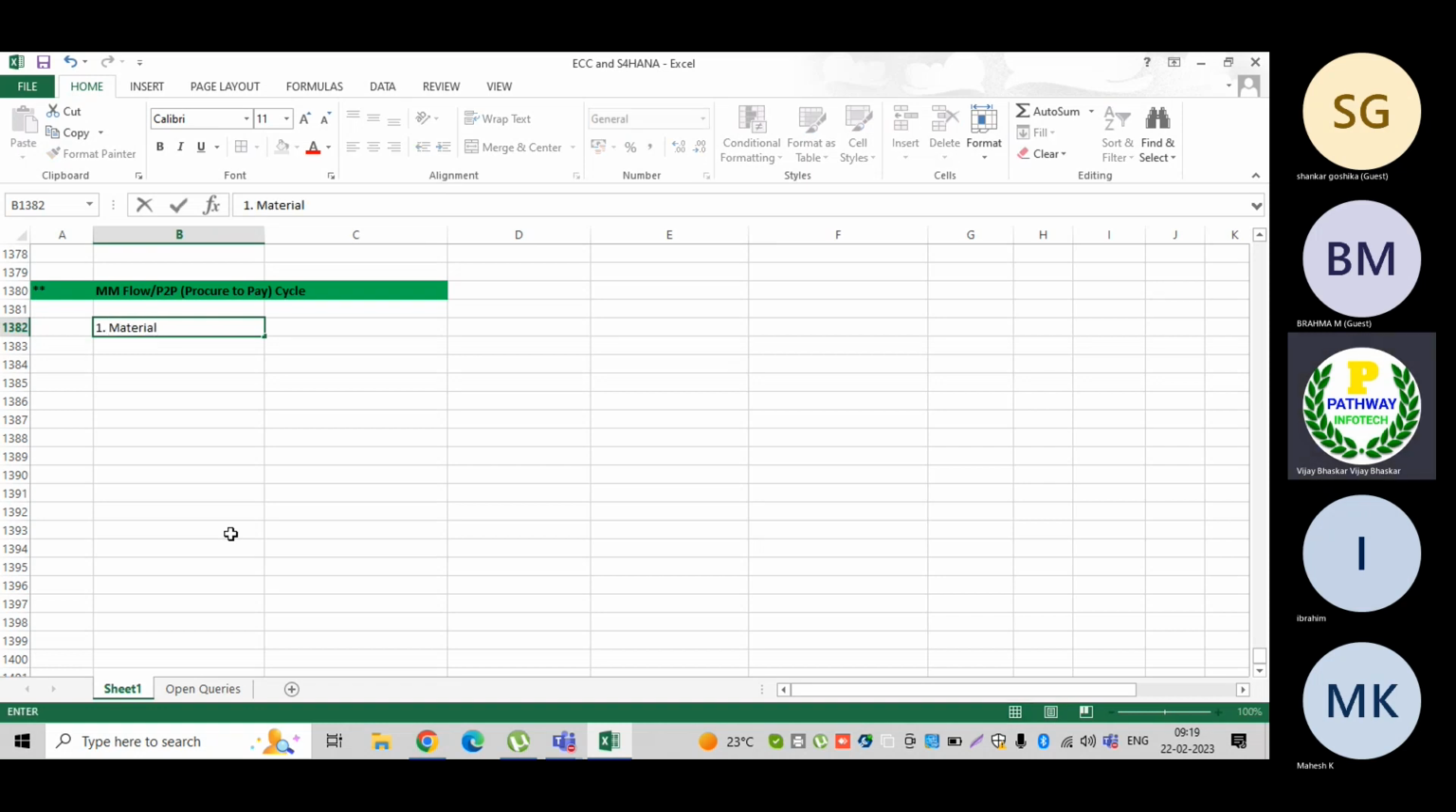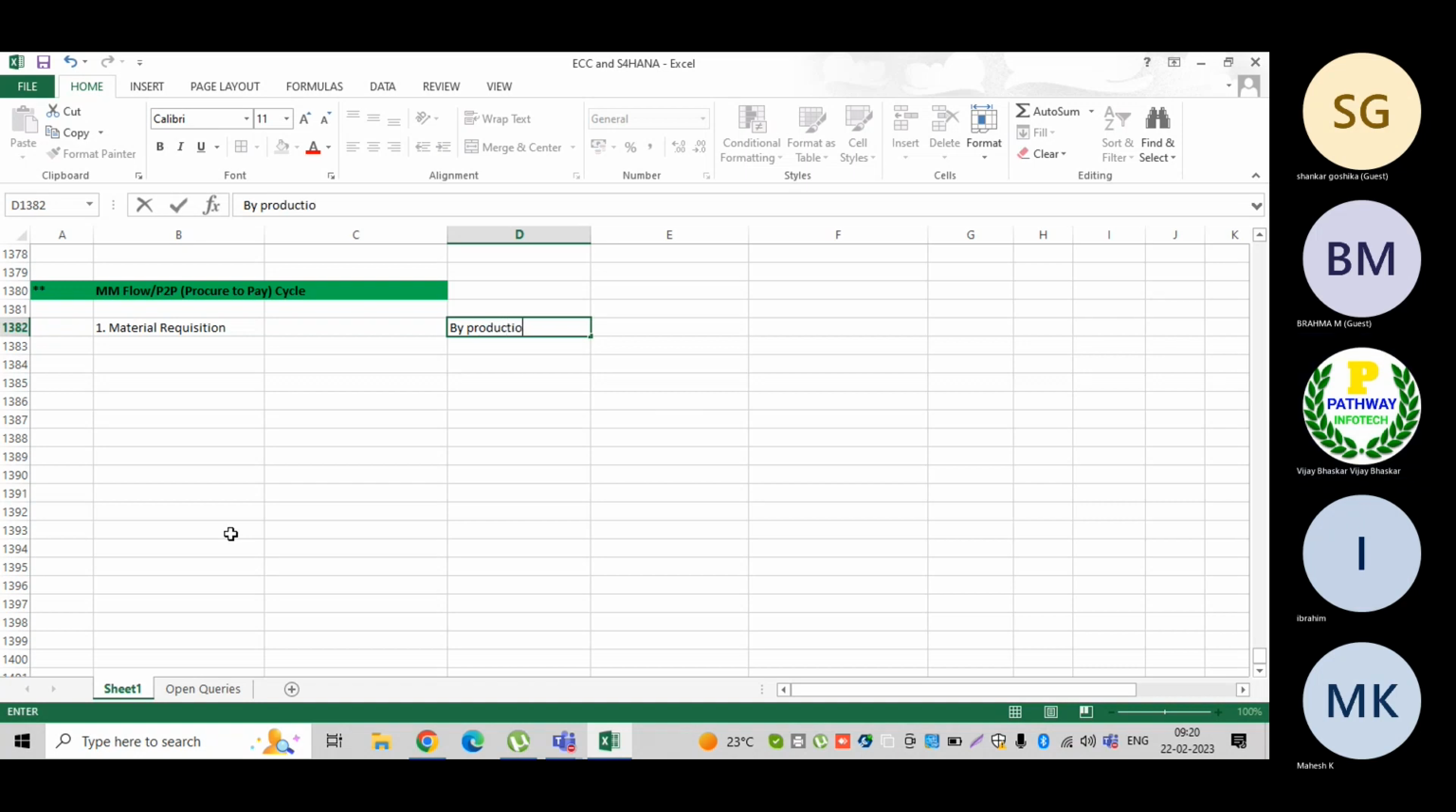Now, the first one is the material requisition by the production department. Let us assume I want to manufacture a mobile. Before the manufacturing process starts, what kind of raw materials are required to manufacture the product? The requirement will come from the production department: these kinds of raw materials and these quantities are required.